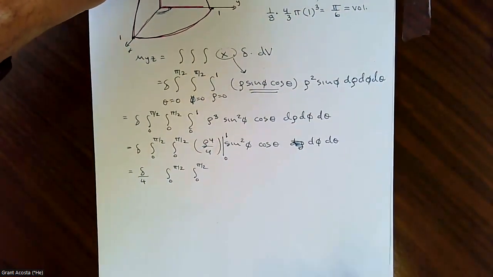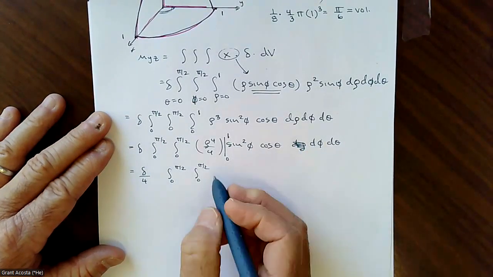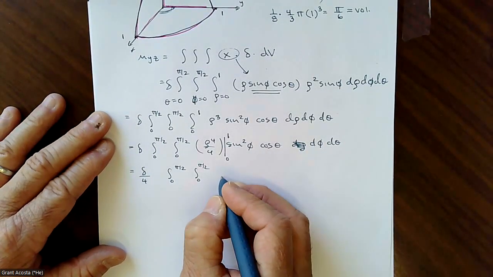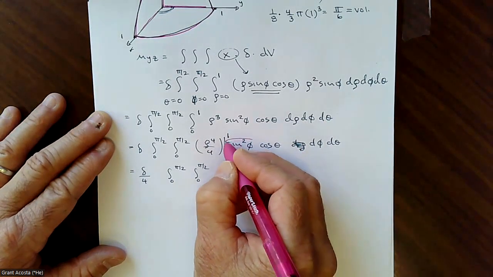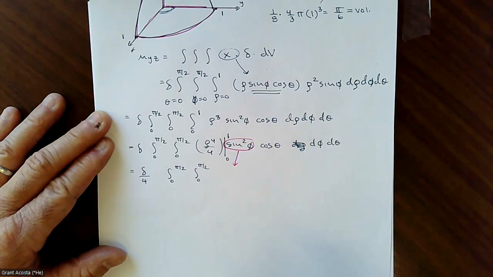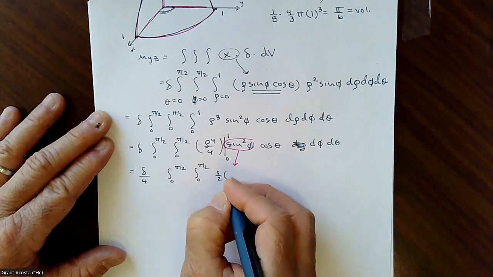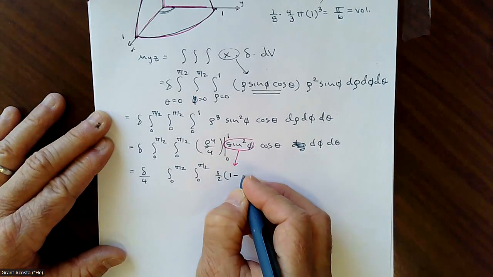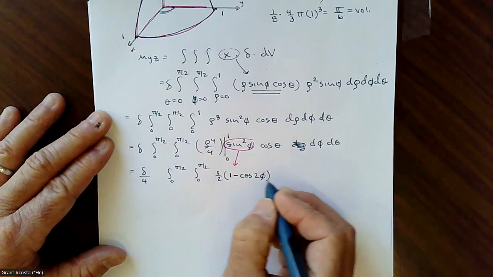And my next challenge is to integrate sine squared phi with respect to phi. And you may remember, in order to do that, you need an identity. This is a 21B thing. The identity for sine squared is 1/2 times 1 minus cosine of 2, in this case 2 phi.